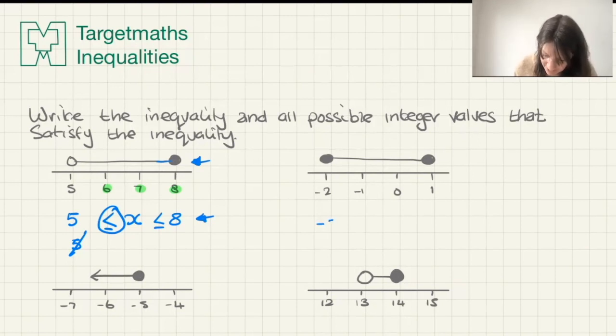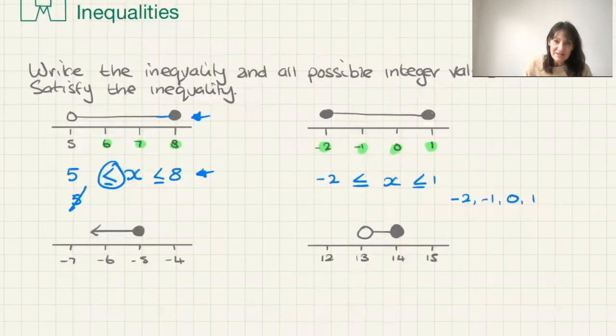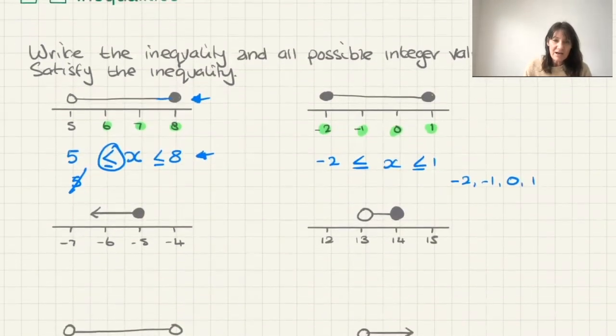Okay, so my range is -2 to 1. They're both filled in circles. So they're both going to have the line and then pop your X in the middle. Do not overcomplicate it. That's everything it needs to be. And then my integer values can equal the endpoints and those in between. So you would list those. You wouldn't just leave them as a highlight. So you'd say -2, -1, 0, 1. Okay. So have a go at the next 2 and then hit play when you're ready.